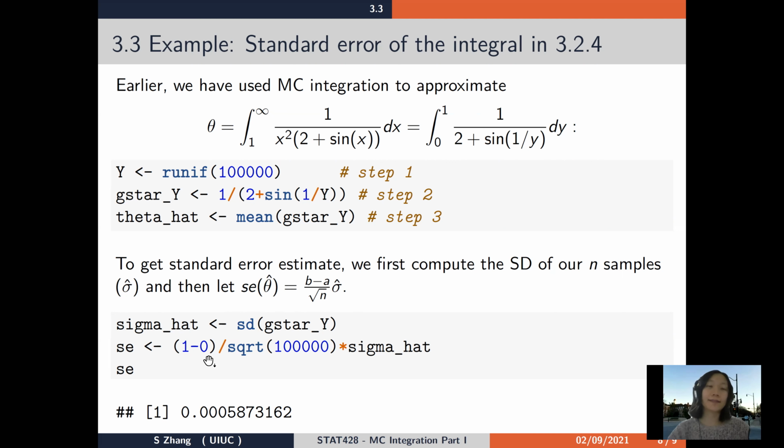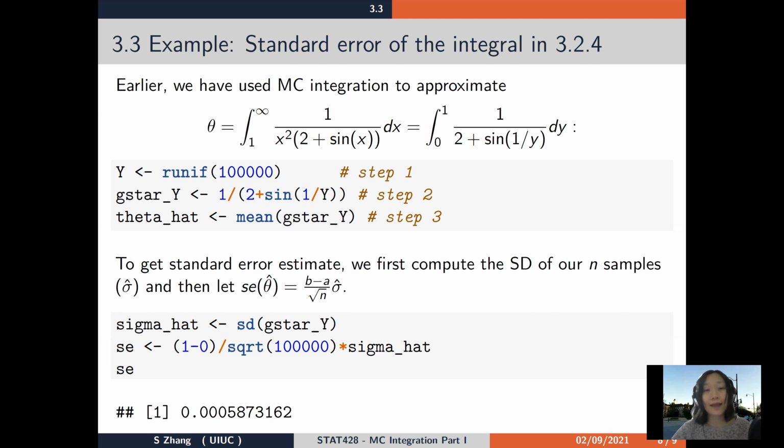And then in order to get the standard error, we apply this transformation, and the SE of theta hat is going to be equal to 1 minus 0, so b minus a, because this is from 0 to 1, divided by the square root of our sample size, so square root of 100,000, times sigma hat, which is the sample standard deviation of the g star of y's. And let's see what our standard error of our theta estimator is. Well, this is close to 0.00059, which is really small.